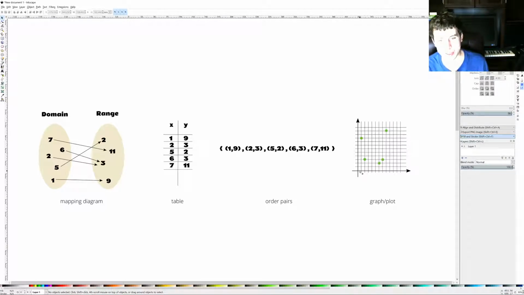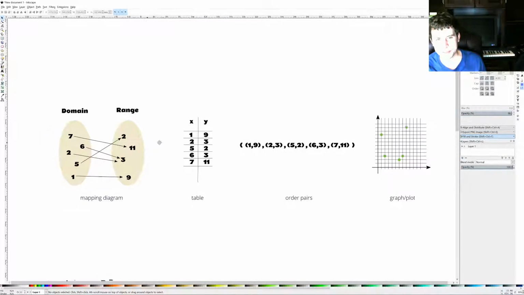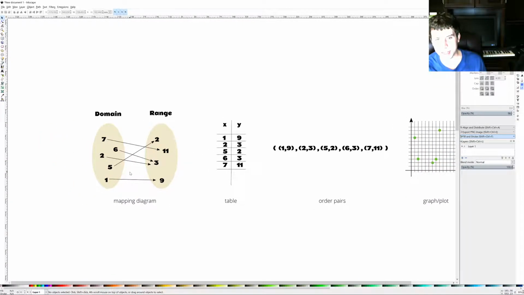So after I explain these different representations, I'd like to show you the difference between things that we consider functions and things that are still relationships, just not functions when we use that word function. So let me now explain what I've got on the screen here. These are different representations of the same relationships between sets of numbers. The numbers are probably most clear here on the left as a mapping diagram.